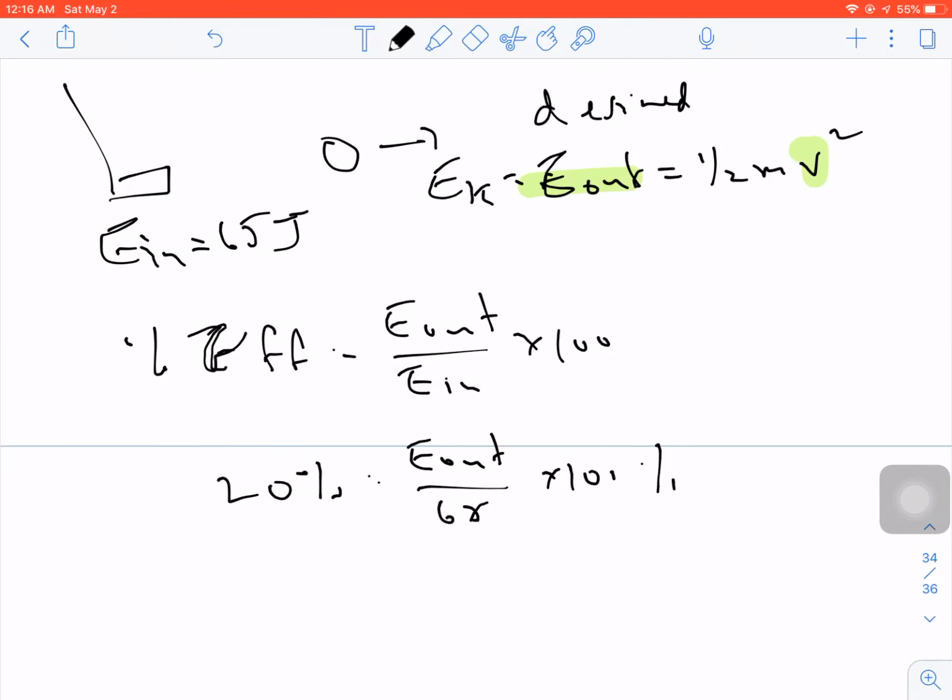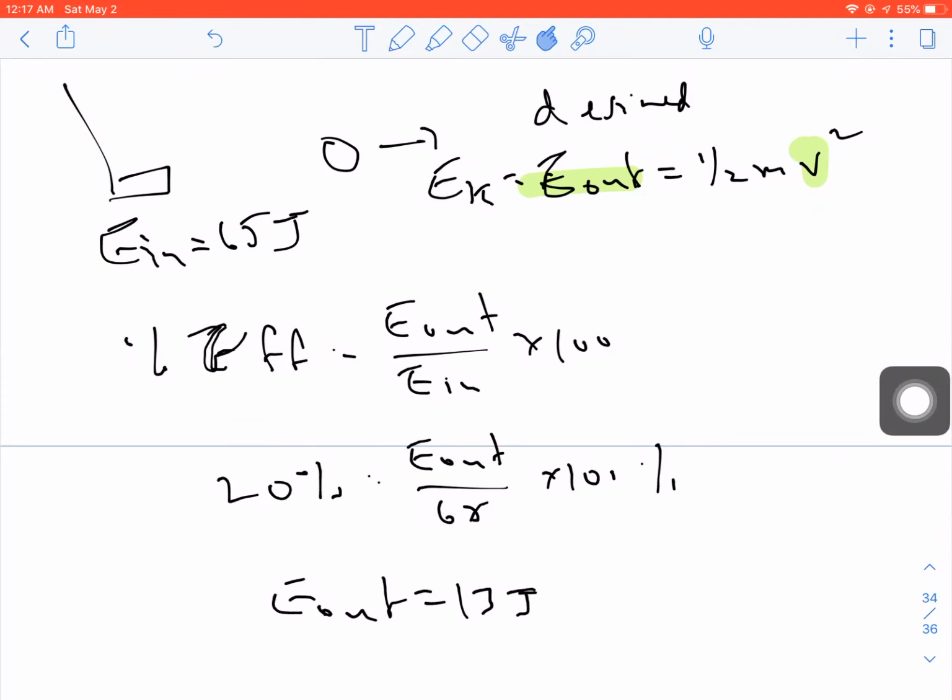Okay, so what I'm going to do now is take my 100 under the 20, so I've got 20 divided by 100, which is 20%, times 65, and I get an E out of 13 joules. So that's how much energy the golf ball is going to have when it leaves the club, right? Only 13 joules. Even though the club had 65, only 20% of that was converted into kinetic energy of the golf ball.